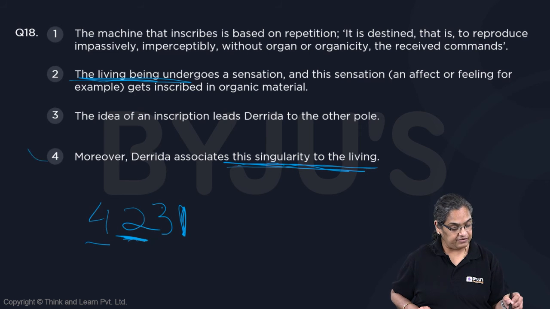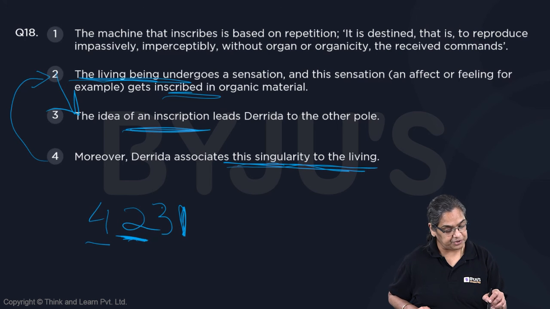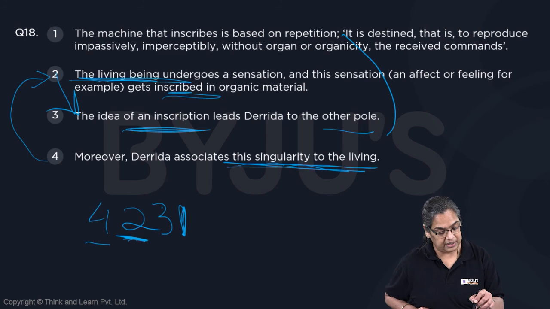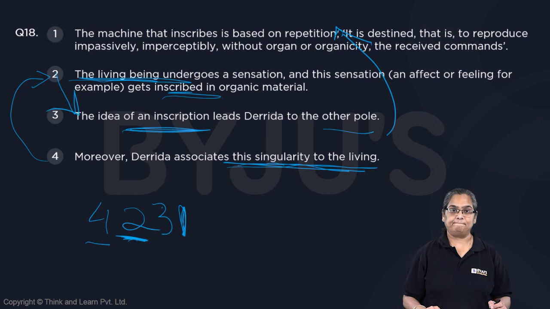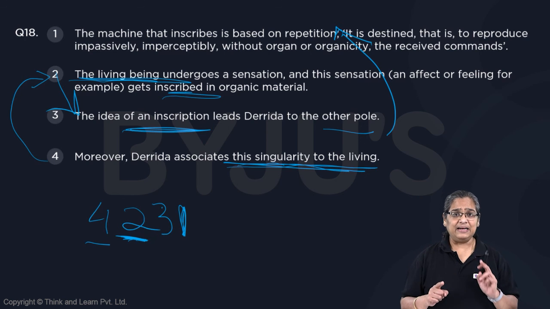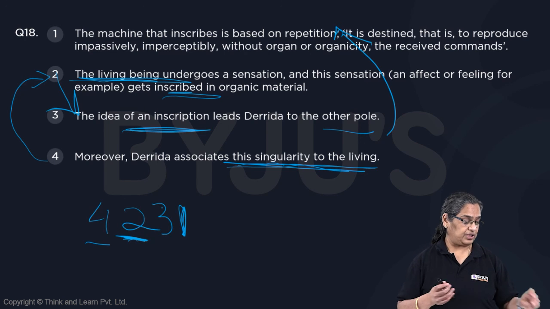Singularity to the living, the living, inscribed, an inscription. What is the other pole? The other pole is, what about the other one? So the answer is 4-2-3-1. You can easily do it within a minute by looking at the links. Just link one word to the other, and you'll get an idea.